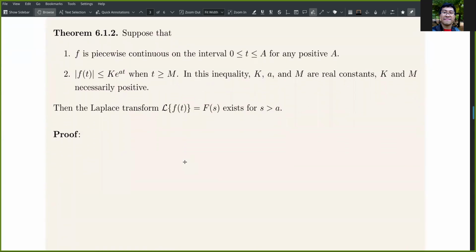To continue, let's consider first this theorem 6.1.2. Suppose that f is piecewise continuous, a continuous function in the interval t from 0 to a for any positive a, and the absolute value of f(t) is less than or equal to K e^(at) when t is greater than or equal to M. K here is a constant. So K, a, M are real constants. K and M should be positive. In this case, if these two hypotheses are satisfied, then the Laplace transform exists for s greater than a.